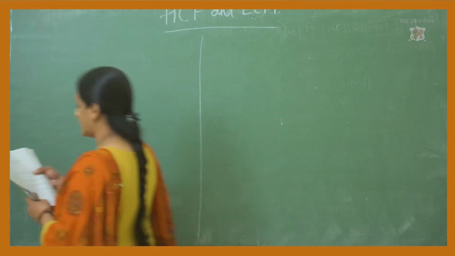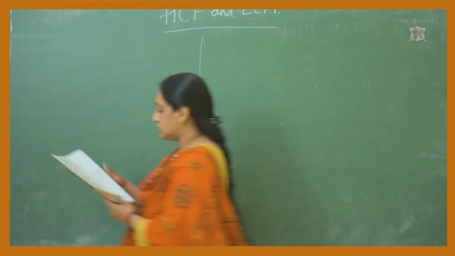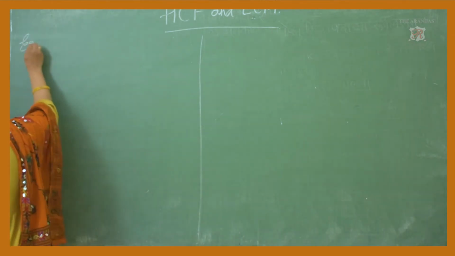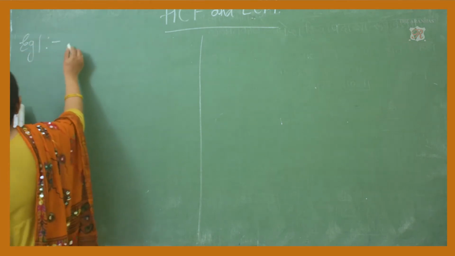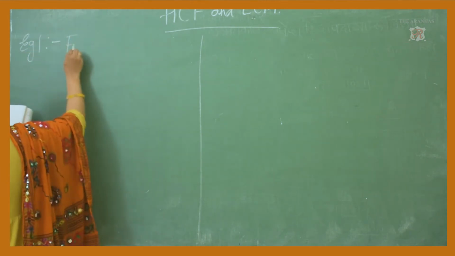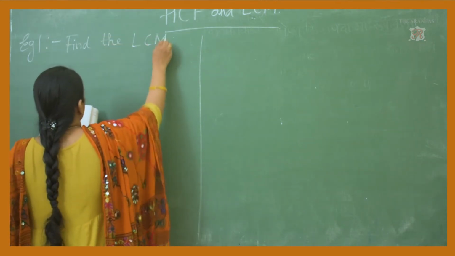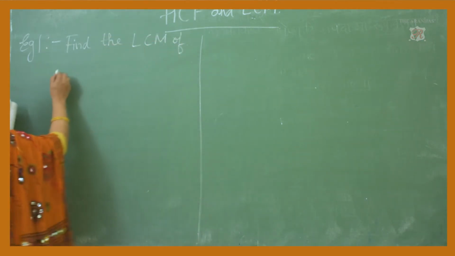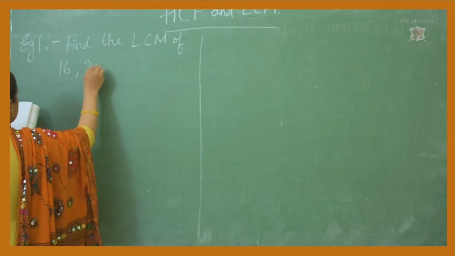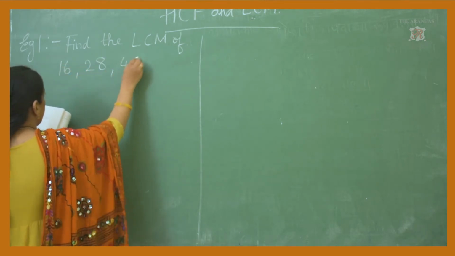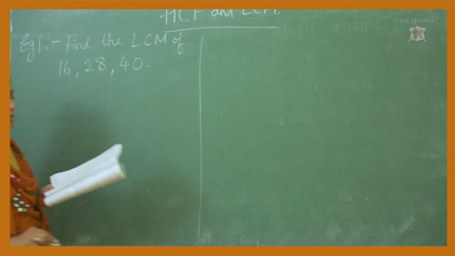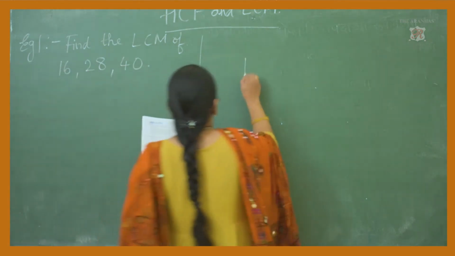I didn't teach you this actually. We'll finish with this. They have given an example. The question is, you can look into the textbook, they have done it. Solve with me, it will be easy for you. Find the LCM of 16, 28 and 40.